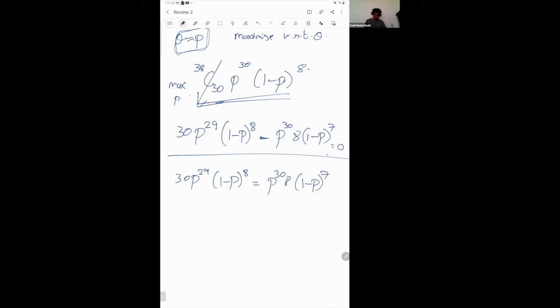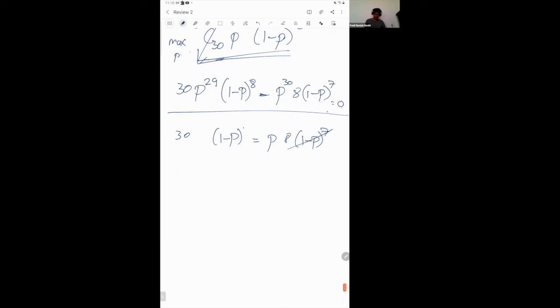So I can cancel this, and then I'm only left with this, and then I can cancel p raised to 29, and I would be only left with p. So 30 minus 30p is equal to 8p. 38p is equal to 30, and p is equal to 30/38.